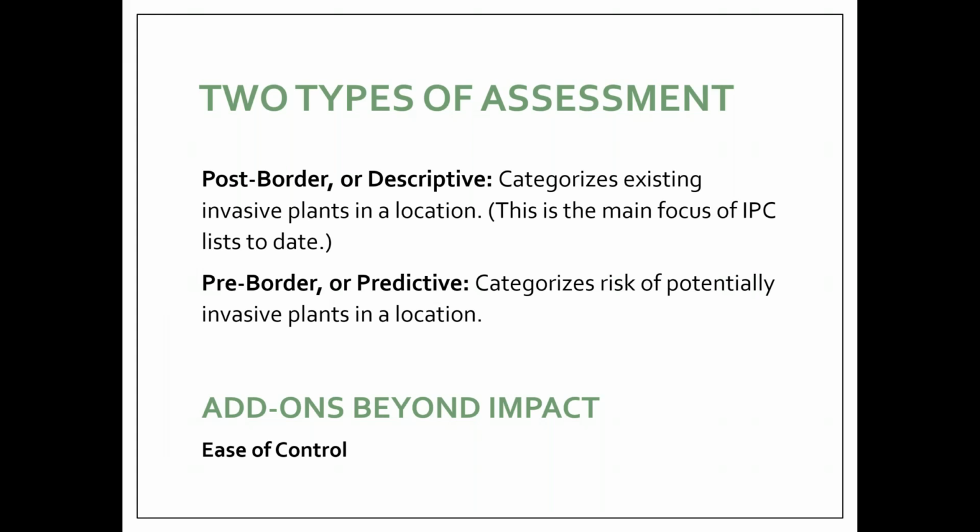So that informs prevention. And then there are other things that people might add into their lists, like ease of control. So does a list categorize weeds just in terms of how much harm they cause, or does it also include things like how hard or easy it is to control? Or does it have benefits? Is it, you know, economically important, and that kind of thing? So you're looking at benefits as well as damage.